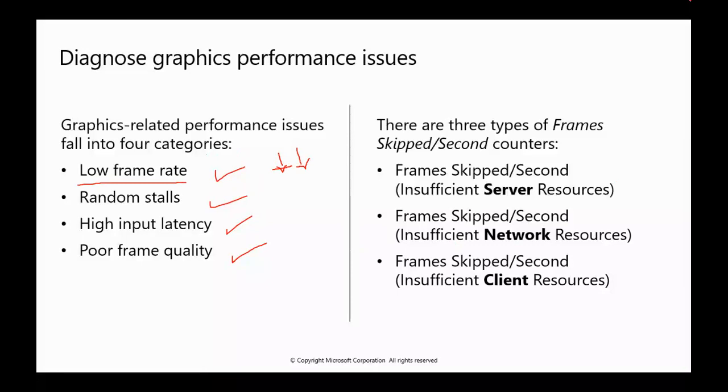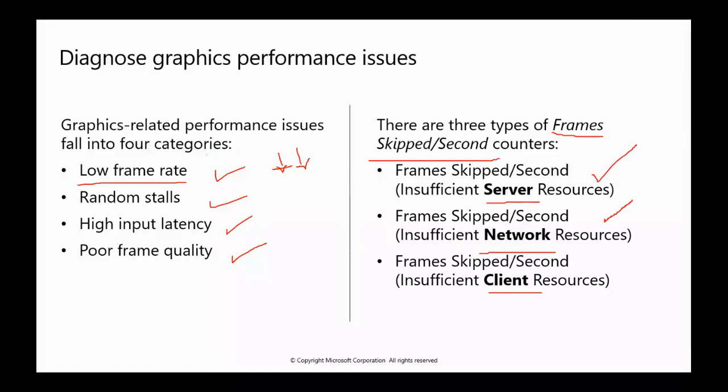So if I am picking a far location and I have an alternative that is closer to me and gives me better performance, I should have chosen that. We also have three types of frames skipped per second counters: frames skipped per second due to insufficient server resources, insufficient network resources, or insufficient client resources. These three are the main reasons for skipped frames.